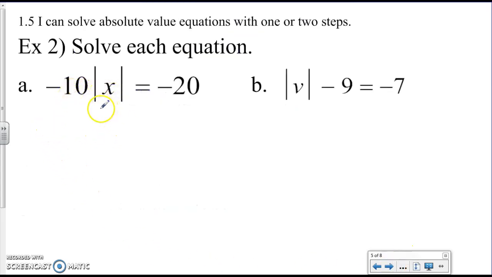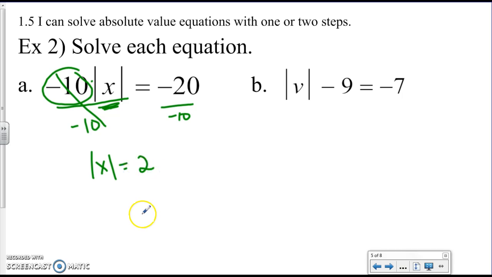For this first one, I want to get this absolute value by itself, so I need to cancel this -10. If they're right next to each other, to cancel the -10, I need to follow the same steps we did in the last unit and divide. If I divide by -10 on both sides, I'm left with the absolute value of x equals 2. What numbers are 2 steps away from 0? That would be 2 and -2. To check them, all you have to do is plug them in. If I plug in 2, I get the absolute value of 2, which is 2, times -10, gives me -20. And the absolute value of -2, which is 2, times -10, gives me -20. So we're good.